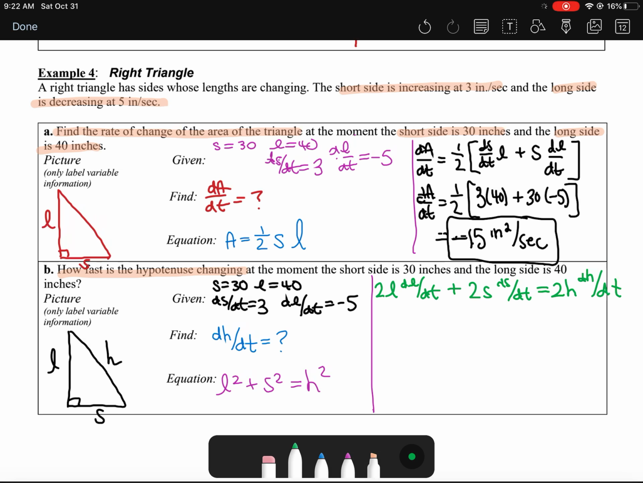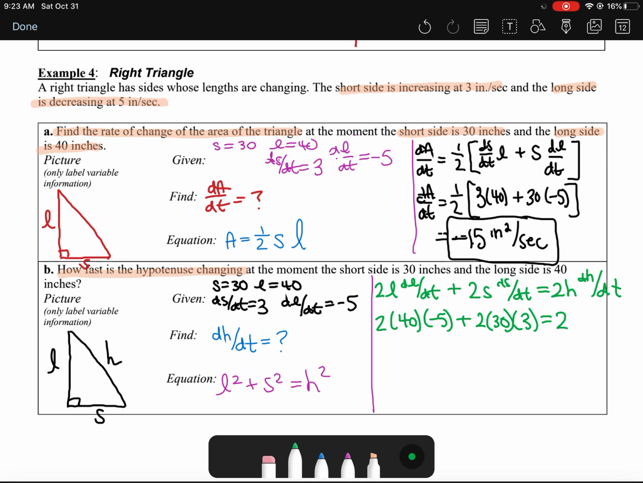Okay, so now we're going to plug everything in. So if I look here, I notice they all have a 2. So if you don't want to deal with the 2, you could take all those 2's out. Okay, so I have 2 times L, which is 40, times dL/dt, which is -5, plus 2 times S, which is 30, dS/dt equals 2H. Well, they didn't give us H. Huh. Does that mean we can't solve the problem?